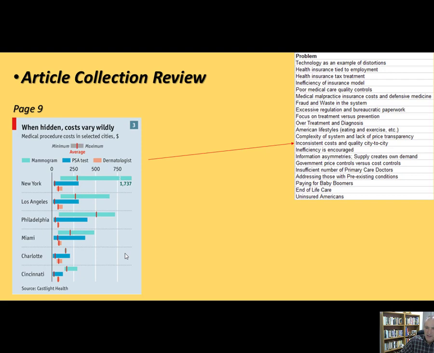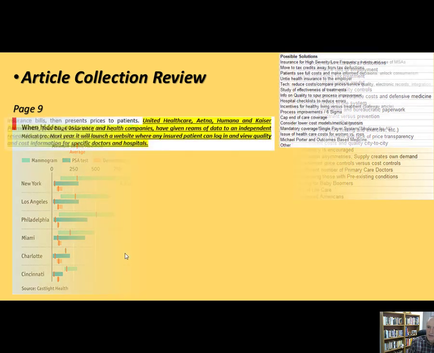Now, we may talk somewhat about why Cincinnati is so low. There is a good reason for that, because of what is located in Cincinnati. But boy, you can see pretty wide ranges throughout.